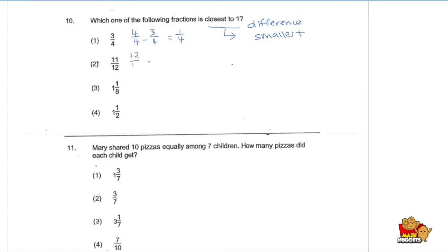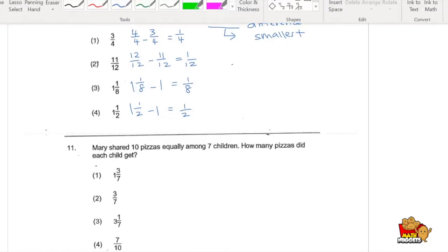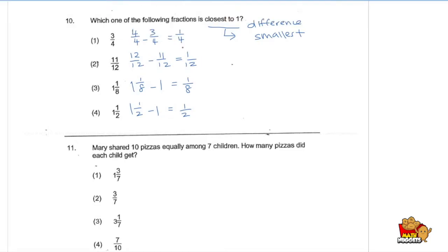Next one, 12 out of 12. If I minus 11 out of 12, I get 1 out of 12. So this is 1 and 1/8. I minus 1 whole, the difference is 1/8. 1 and a half minus 1 whole is half. So now I'm going to compare 1/4, 1/12, 1/8, and half, 1 out of 2. Which fraction is the smallest? 1 out of 12 is the smallest.